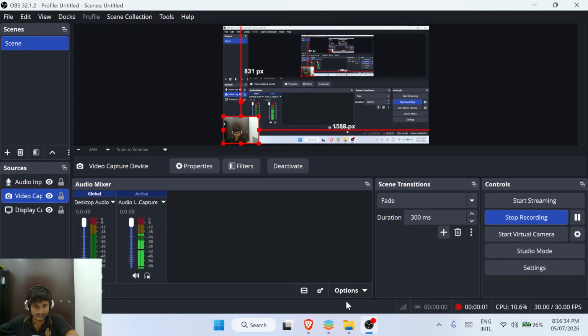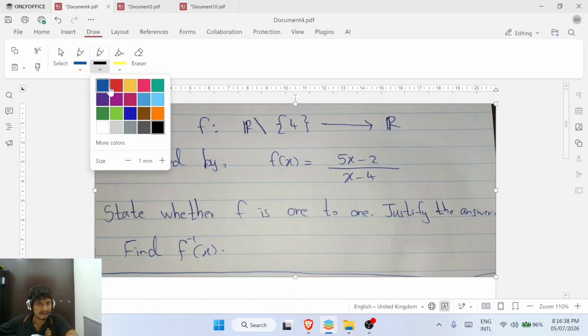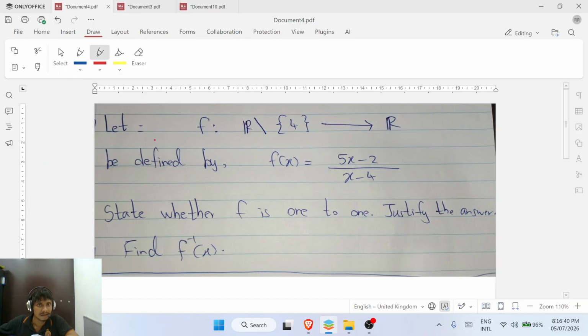Okay, let's move to the next question. The question is, let there be a function f. We already know this is the domain part. We already studied the domain part at the advanced level.